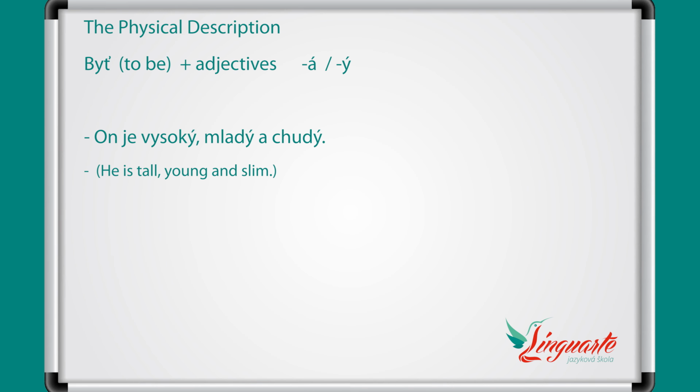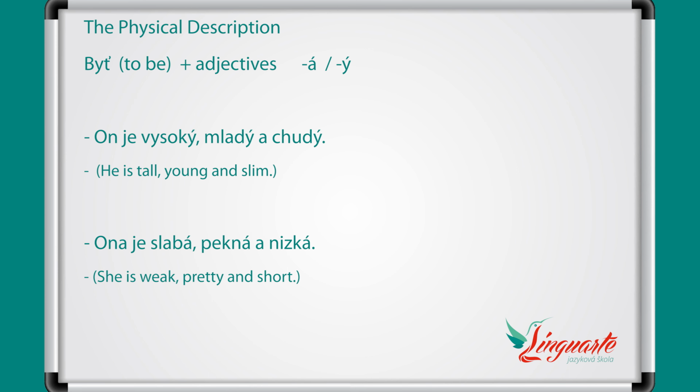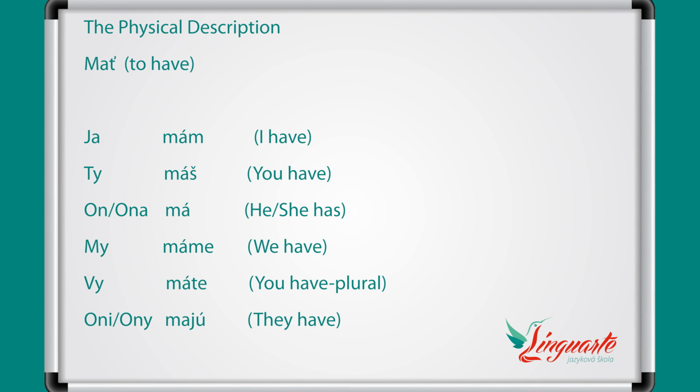Here's some examples. On je vysoký, mladý a chudý. Ona je slabá, pekná a nízka. If we want to make descriptions using the verb mať, to have, these are the forms in present tense.